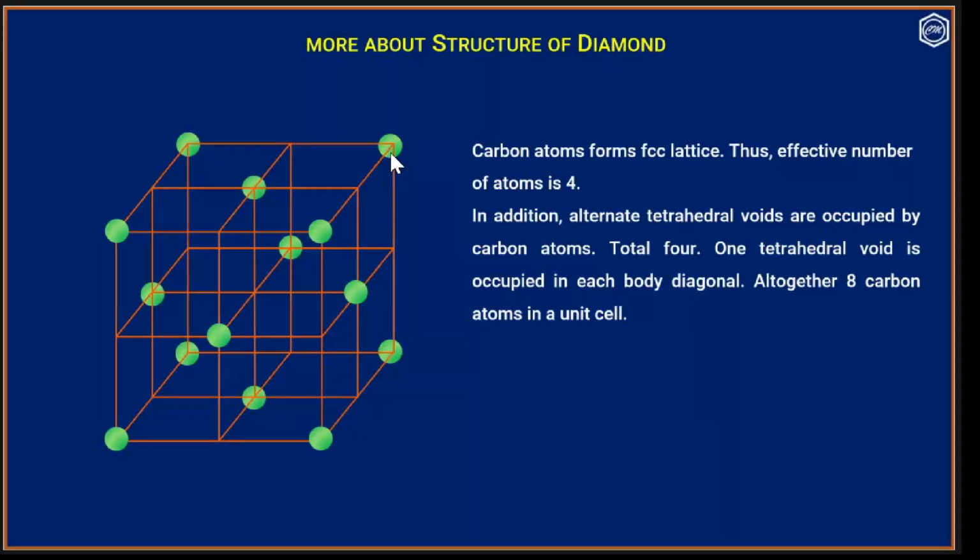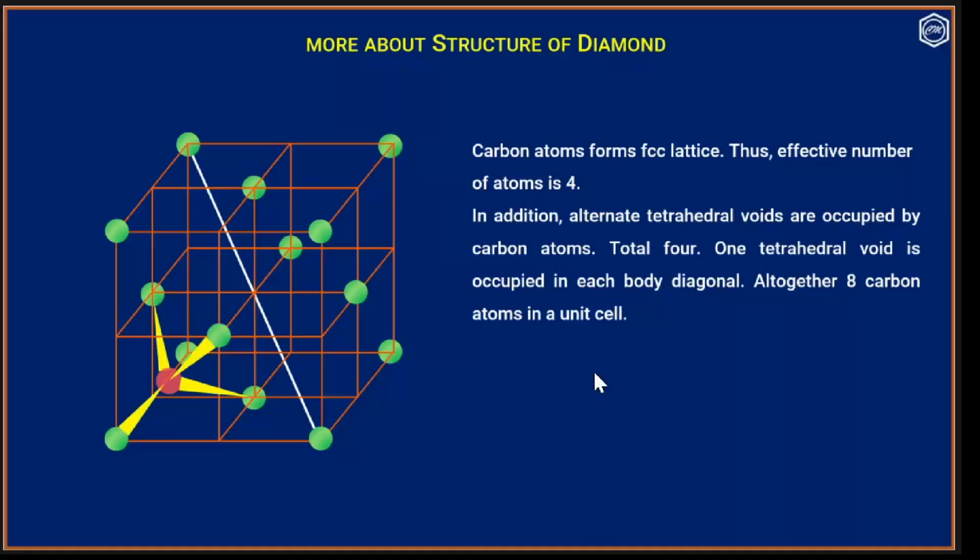There are 4 body diagonals, and alternate tetrahedral voids means that of the total 8 tetrahedral voids, 4 out of 8 are occupied by carbon atoms. So altogether there will be 8 carbon atoms in the unit cell. This red carbon atom is a carbon atom on the body diagonal, and it is attached to 4 other carbon atoms in a tetrahedral manner.